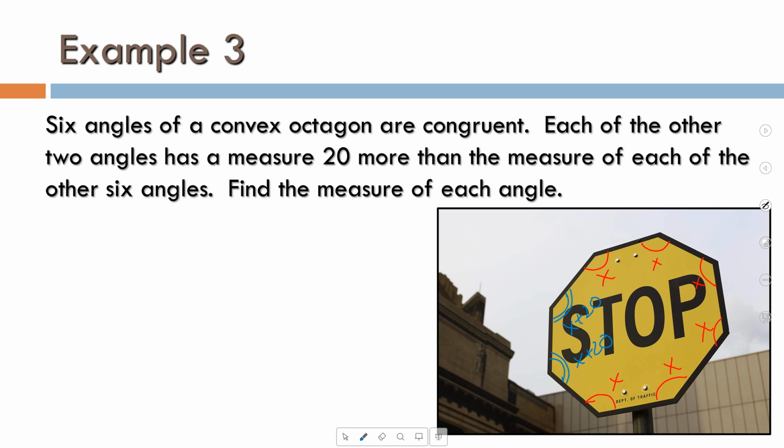And what do I know about all 8 of those angles? What do they add up to be? 1080. Good. X plus X plus X plus X plus X plus X plus X plus 20 plus X plus 20 equals 1080. That's 8X plus 40 equals 1080.